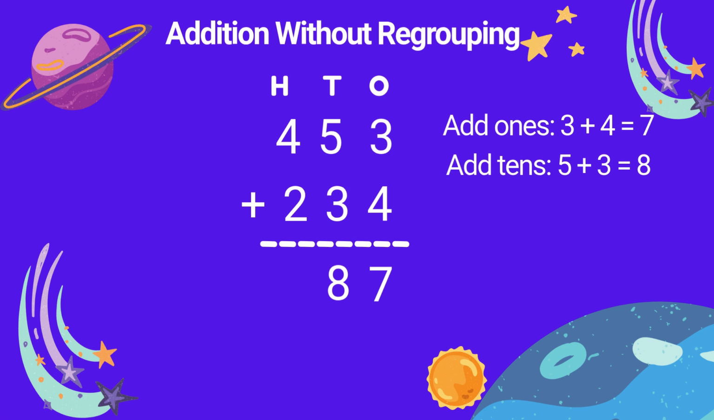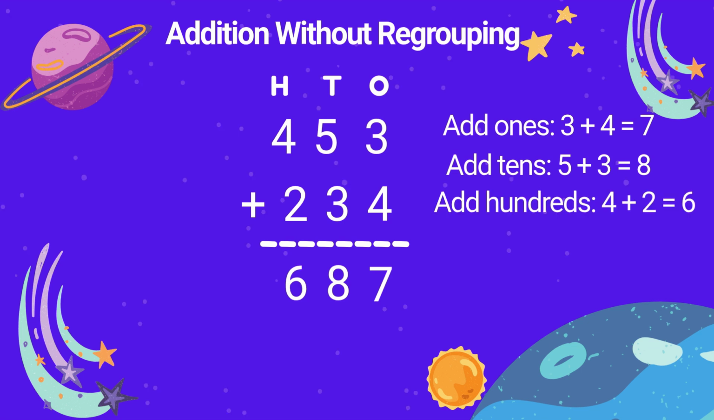Now let's add the hundreds. In the hundreds place we have 4 and 2. 4 plus 2 equals 6. Write 6 in the hundreds place. So our answer is 687. Very good children. Now let's solve a story sum.